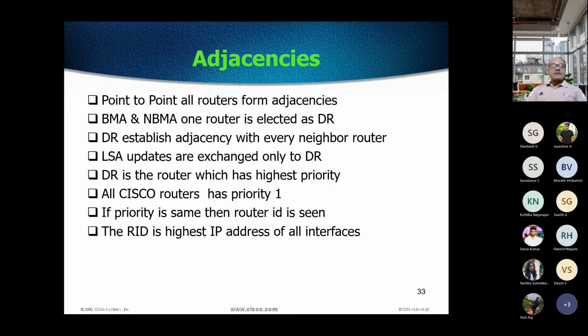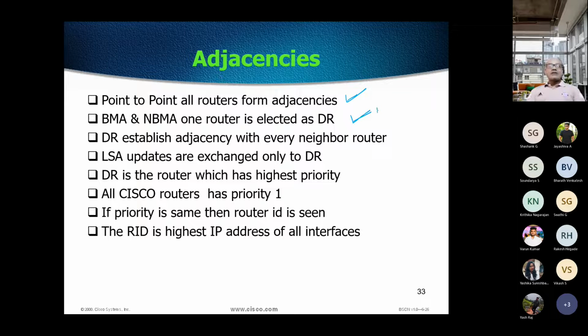So this we have to remember, guys. So adjacency, how is it going to form? First thing is point to point. In point to point, all the routers form the adjacency. In BMA and NBMA, one router is elected as your DR.